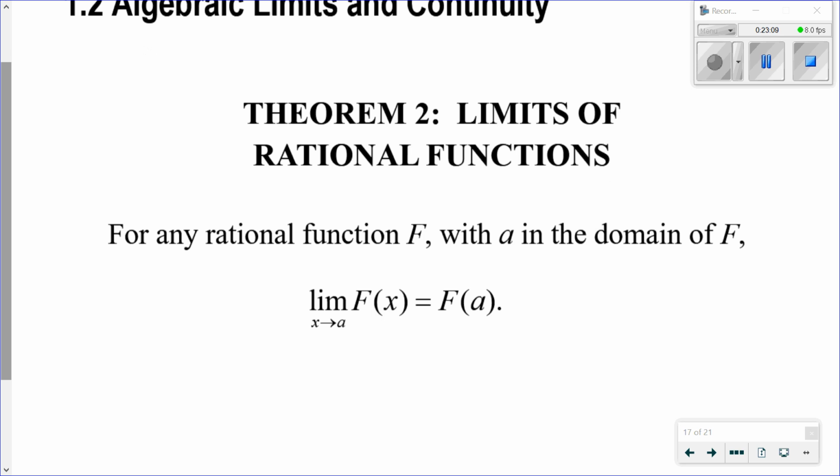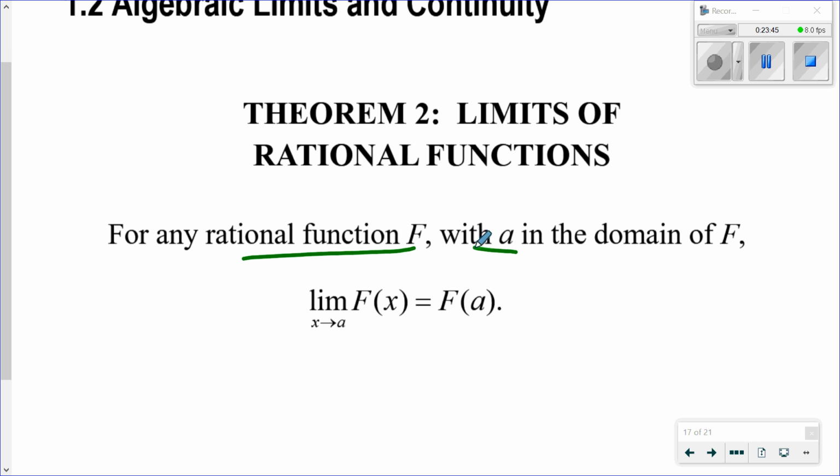Theorem 2, limit of rational functions. So we've been using tables of values to find our limits. And that's great, and it always works. But for certain functions, if I have a rational function and a is in the domain, now remember we've had some where a wasn't in the domain, but if a is in the domain and it's a number that I can actually get, then I can plug it straight in. And whatever the answer is, that's my limit.